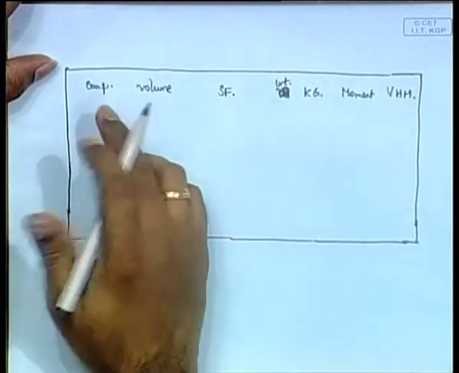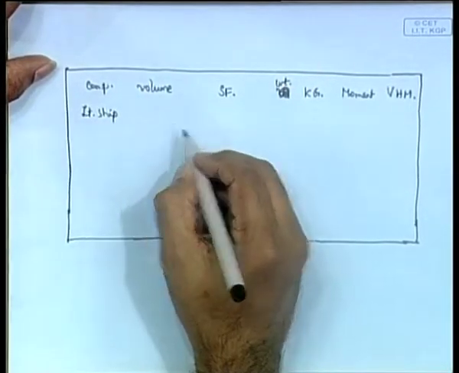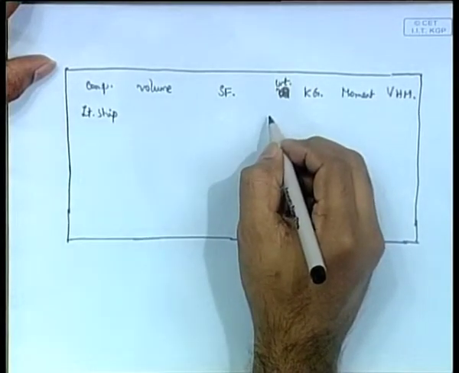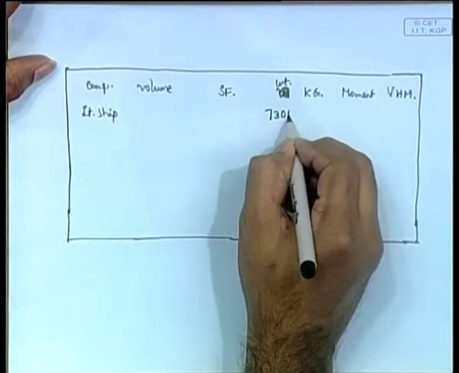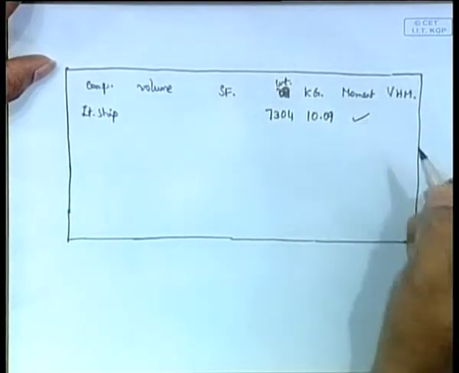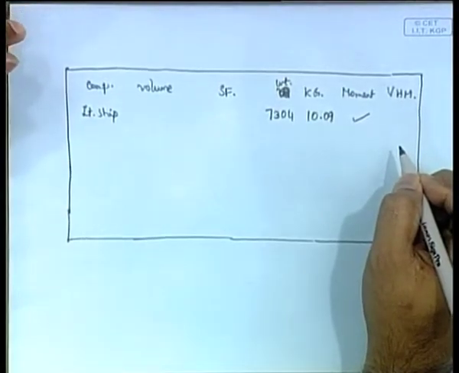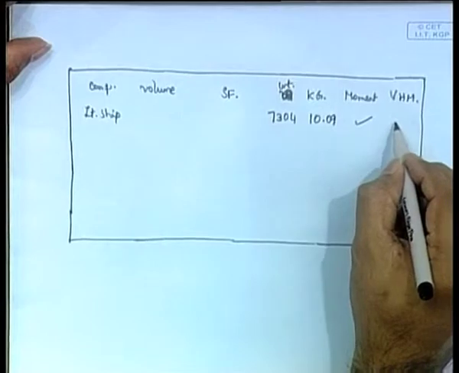So you have, let us take the first one, component is the light ship. Now light ship, there is no volume or stowage factor, the weight is given 7304 tons and its kg is given 10.09 meters. So you find the moment. Is there any volumetric healing moment associated with the light ship? Note, volumetric healing moment is the healing moment associated with the shift of grain in a compartment. The light ship itself has no volumetric healing moment, there is no grain there. So this is not there.